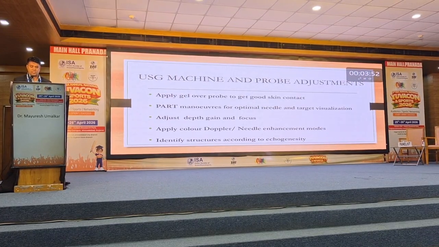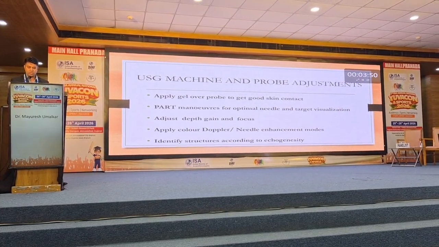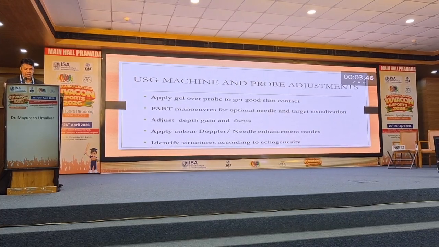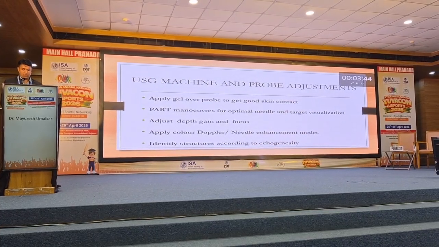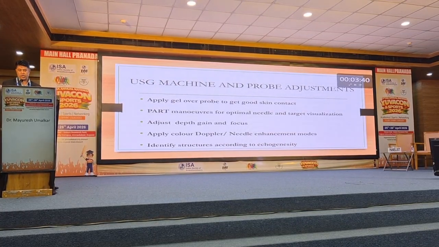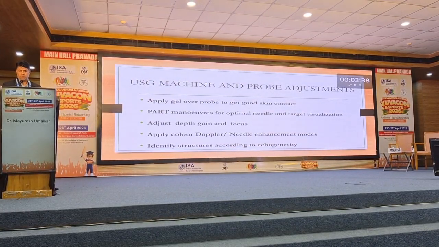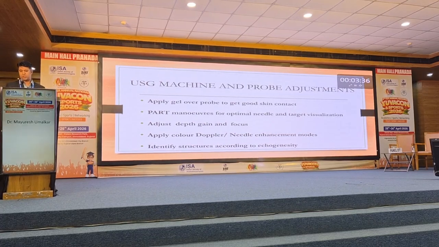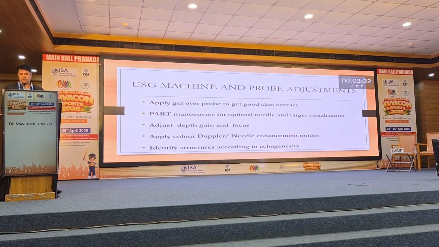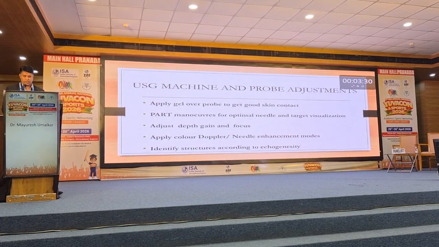USG machine and probe adjustment. Apply gel over the probe to get good skin contact. Probe maneuvers for optimal needle and target visualization. Adjust depth, gain and focus. Apply color Doppler and needle enhancement modes. Identify structures according to echogenicity, like a proximal nerve appears as a hypoechoic structure surrounded by a hyperechoic rim. Bones, muscles, tendons appear a little bit hyperechoic.